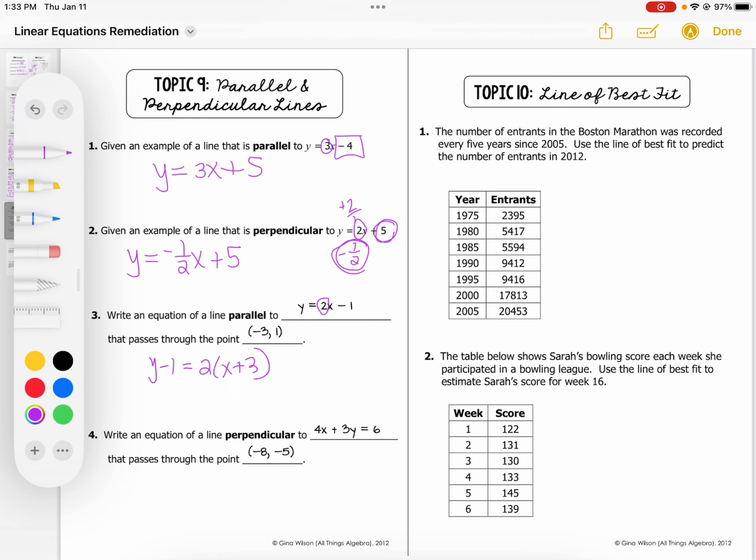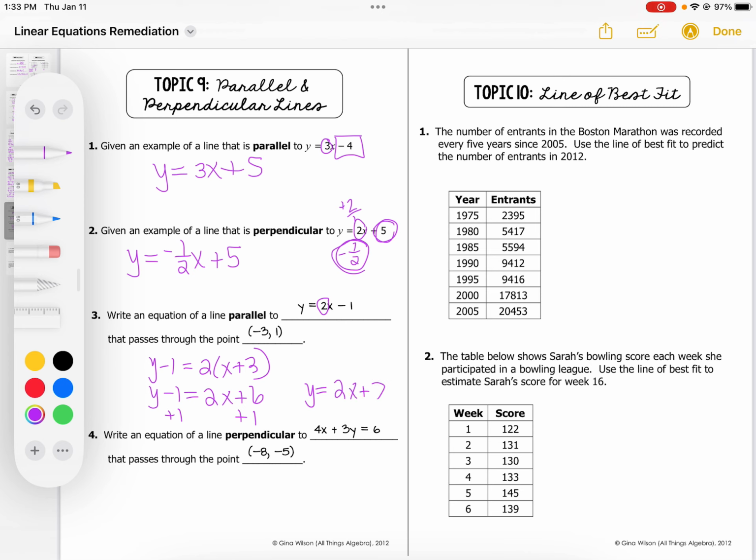But wait, what if they want it in slope-intercept form? That's fine. You can start with point-slope form, then just solve it for y. Y minus 1 equals 2x plus 6. Add the 1, and you get y equals 2x plus 7 as your answer in slope-intercept form.